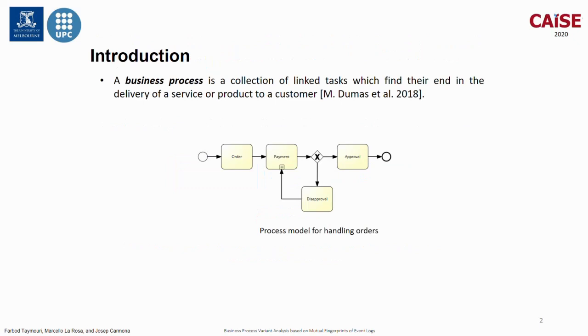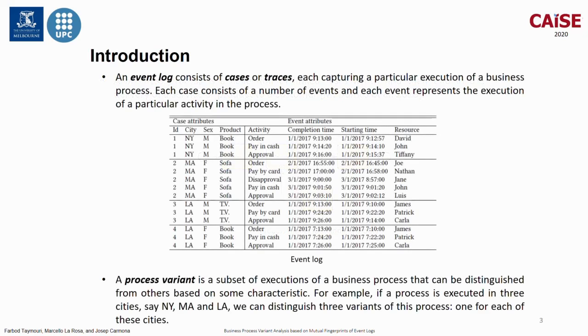I start this presentation by defining what a business process is. As you can see, it is a collection of linked tasks that ends in delivering a service or product to a customer. Indeed, a process model defines an order of execution among the activities. The execution of a process model is recorded in an event log. Indeed, it contains a set of traces or cases, each of which shows a particular execution of the business process.